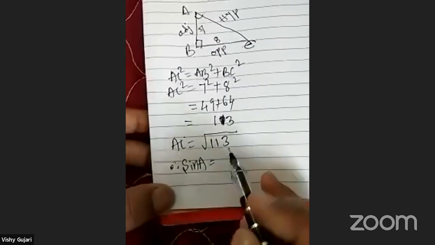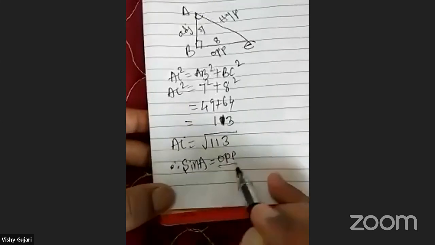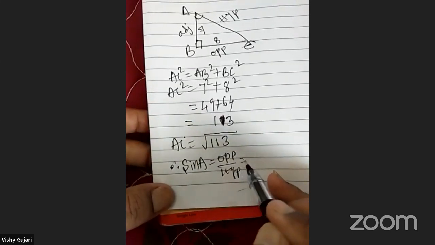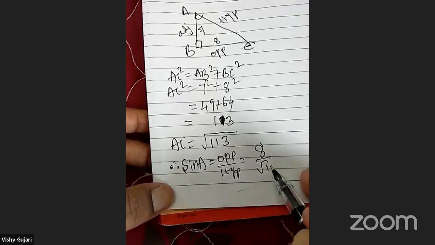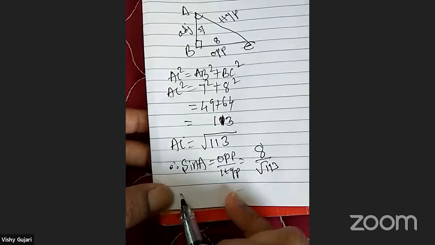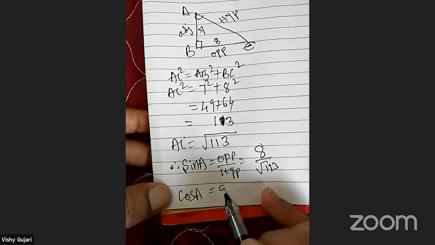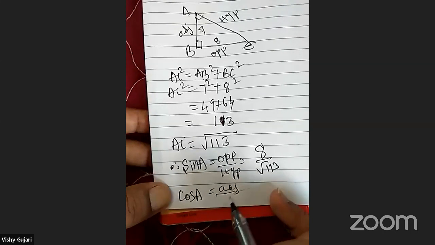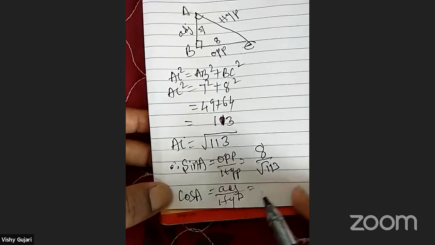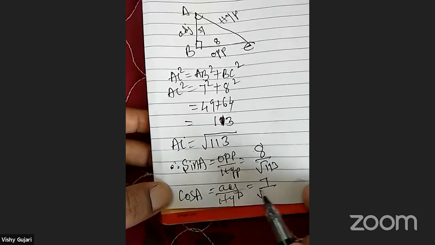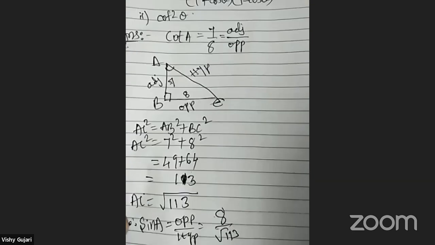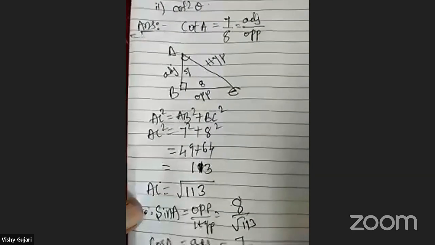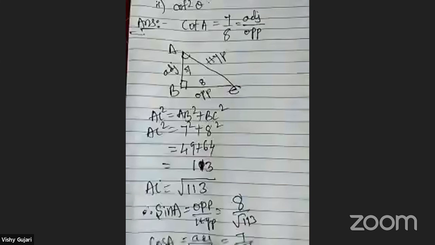Sin A is equal to opposite by hypotenuse. That becomes 8 by root 113. Cos A is equal to adjacent by hypotenuse. That will become equal to 7 by root 113. Write down this much first. You have taken the problem, no? Yes, sir. You write down the answer.